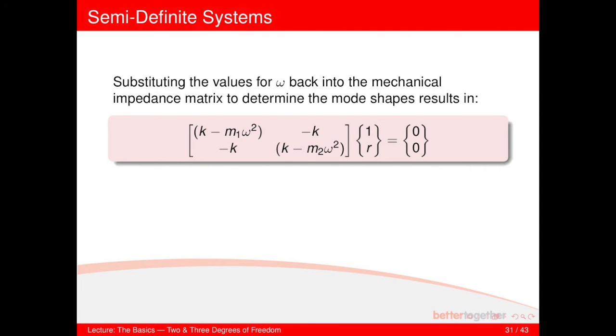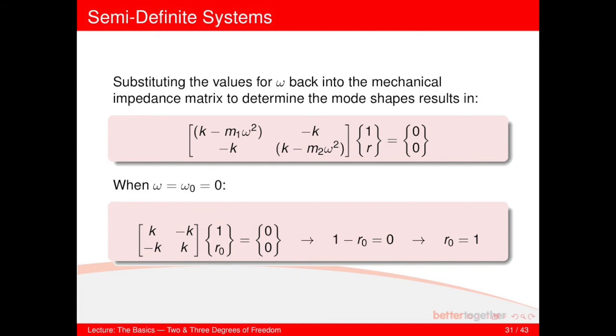And so we substitute those values of omega back into the mechanical impedance matrix to determine the mode shapes, and we end up with 2 mode shapes. The first mode shape, we said, is no oscillation. And so obviously if mass 1 moves by 1, mass 2 is going to move up by 1. Okay, so you end up with 1, 1 as the first mode shape. That's called the 0th mode.